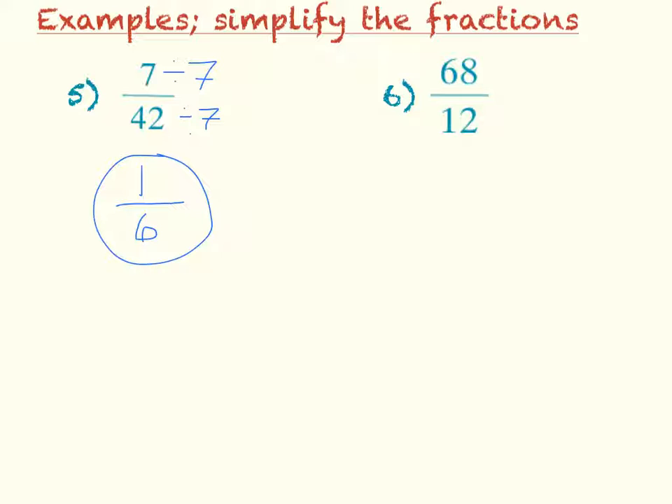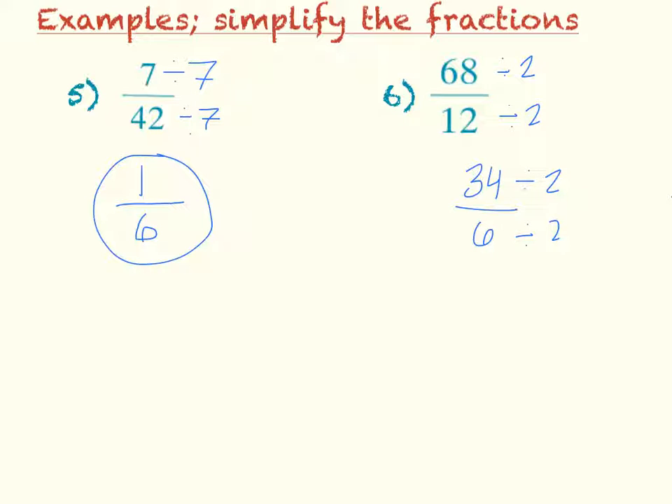And the next one, 68 over 12. This one, both even numbers. So if you want, you can just start with dividing by 2, and you don't even have to think past that because they're both even numbers. Makes it easy that way. 68 divided by 2 is 34. 12 divided by 2 is 6. Well, now we know again they're both even, so you can divide yet again by 2.